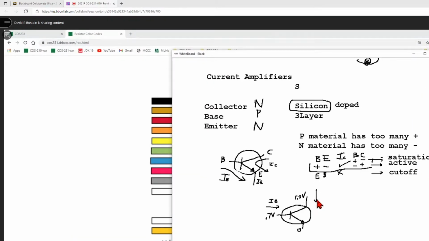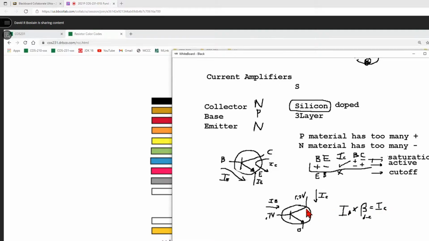Now, when it's operating like an amplifier, the current flowing into the base controls the amount of current flowing into the collector. And it does so using the following formula: IB times beta, we can put a little DC down here, we don't always have to do that, we'll know it's there, times beta equals IC.